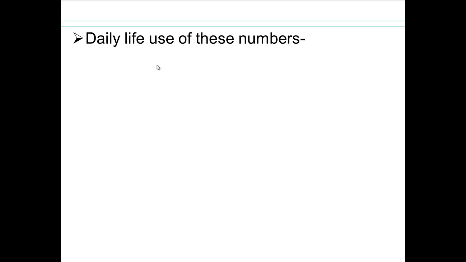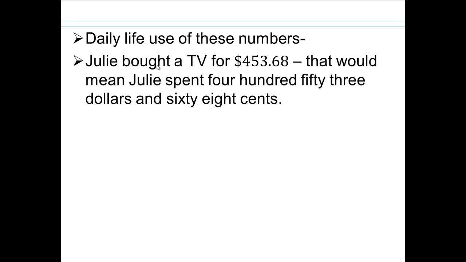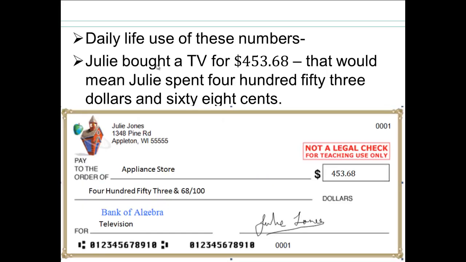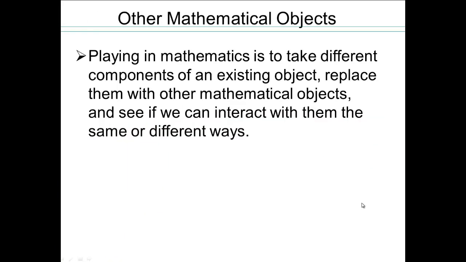All right, so in daily life, where you're going to use numbers, maybe to pay some bills or to buy things. So if Julie bought a TV for $453.68, she could pay by credit card or by check. And if she wrote a check, it would look something like this. So you can see we need to know how to work with decimal numbers, be able to write them in words like this, or as numerals, like how you see there. So understanding decimal numbers is the key to understanding much more complicated objects later.